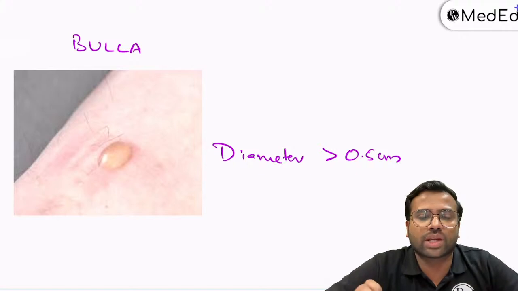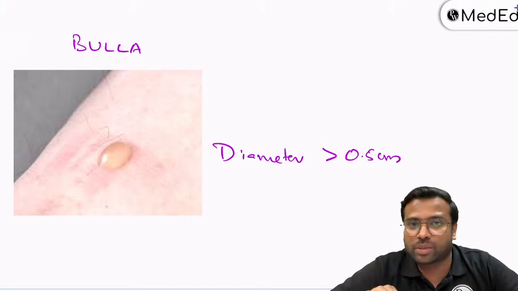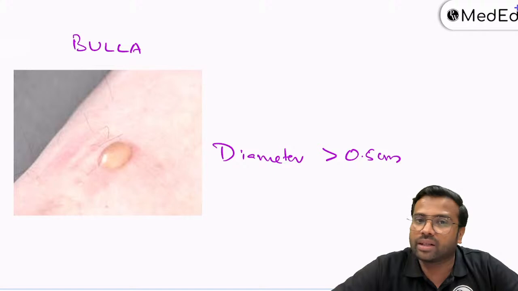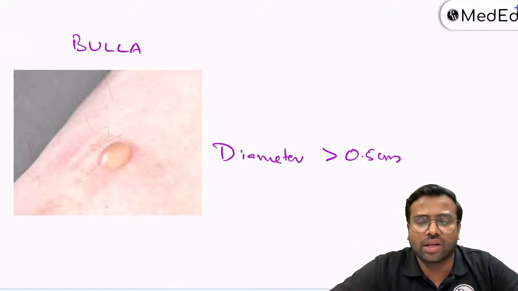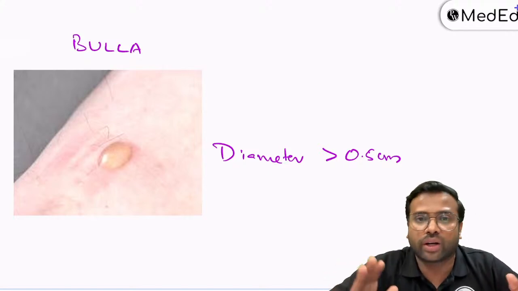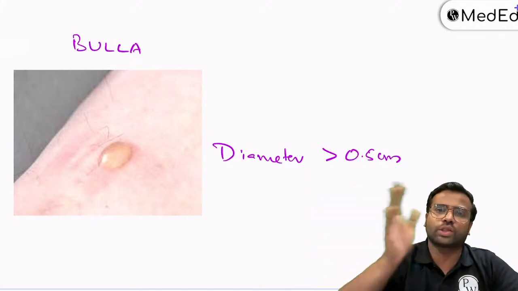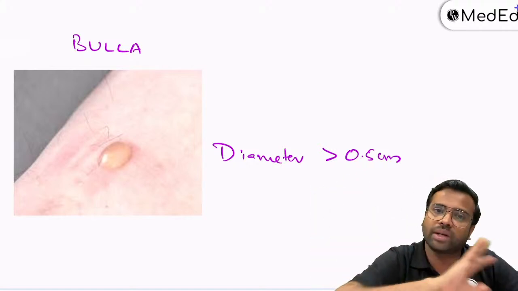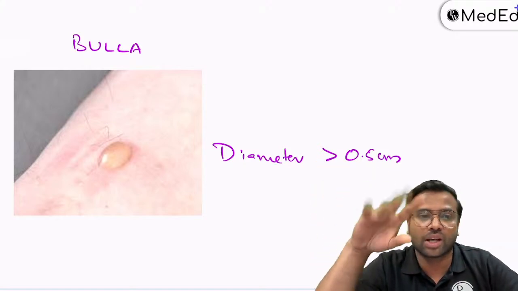Now, don't get confused about this diameter part. The reason is, when you go through various textbooks, some textbooks mention 0.5 centimeter as the standard, and some mention 1 centimeter as the standard. So when it comes to your university level exams or MCQ practice, everywhere just keep either 1 centimeter or 0.5 centimeter as your base. Less than 1 centimeter or less than 0.5 centimeter is a vesicle. More than 1 centimeter or more than 0.5 centimeter is always a bulla.